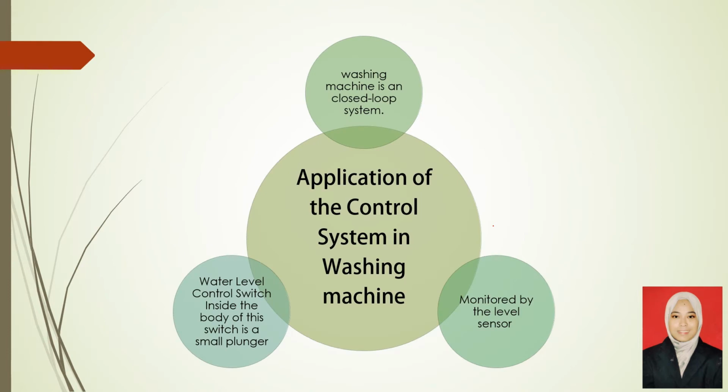For the application of the control system, the washing machine is an open loop system and monitored by the level sensor. Water level control switch: inside the body of this switch is a small plunger.